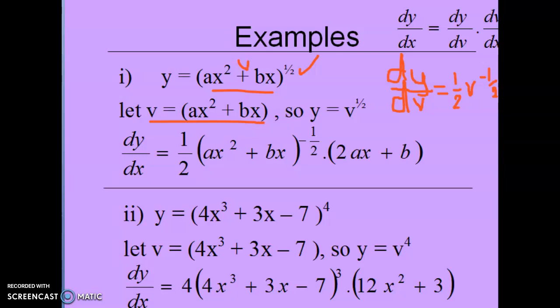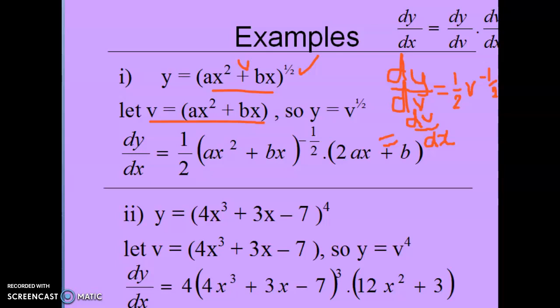Now what do we need? dv dx. dv dx is simple differentiation. We differentiate this and then we differentiate this. Then the final answer, this is dv dx. The one here is dv dx. This one, it's dv dx. So we have applied our rule successfully.